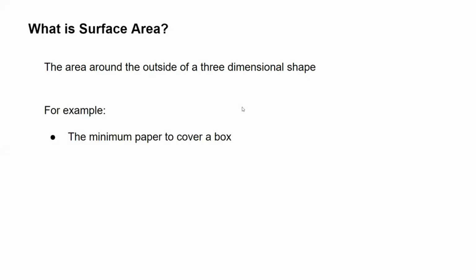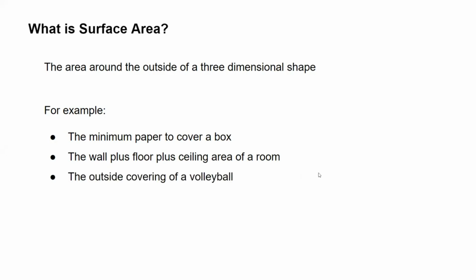For example, the amount of paper to cover a box, the bare minimum amount of paper to cover all 6 sides. The wall plus floor plus ceiling area of a room. If we're talking about painting all of the surfaces of a room, we'd paint the floor and the ceiling and all of the walls, and that would be the surface area of the room. The outside covering of a volleyball, which would be a sphere shape, and the minimum material to create a closed can, which would be a cylinder.